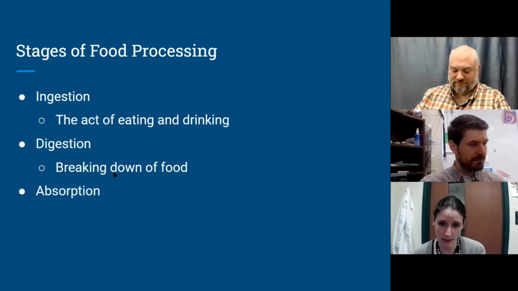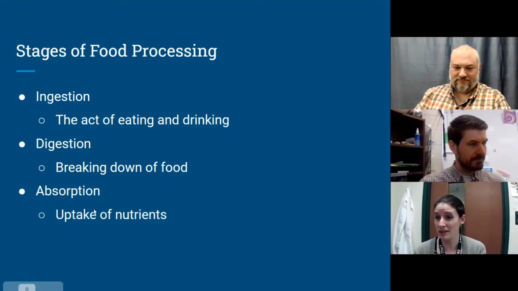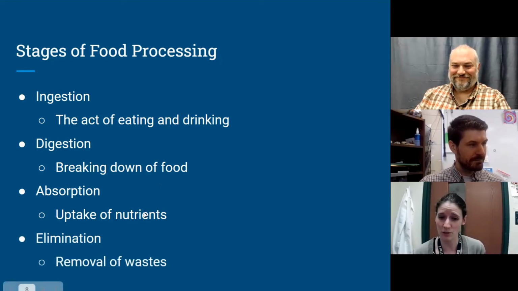Once you've got it all broken up, you need to uptake all of those nutrients. You've broken it down into pieces, and you want to pick apart which pieces your body actually needs. So absorption is going to be that next process of actually grabbing those materials that your body's going to use. And finally, all things must come to an end, elimination. You're going to need to remove the waste somehow. And we'll tell you a little bit more about that later.